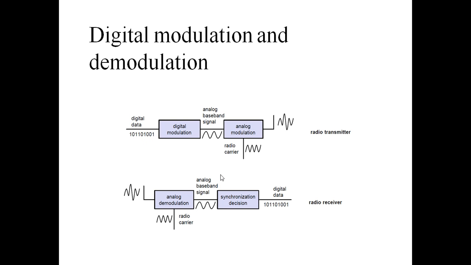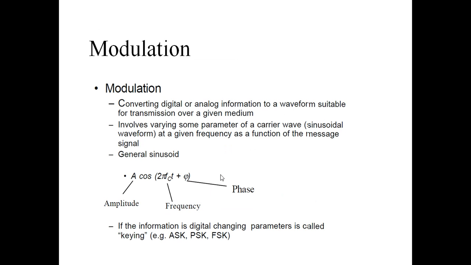So here is just a radio transmitter and radio receiver for digital data. Digital modulation converts it into an analog signal, which is then modulated and transmitted. At the receiver side, this analog signal is again estimated, and we find the correct digital data at the radio receiver.